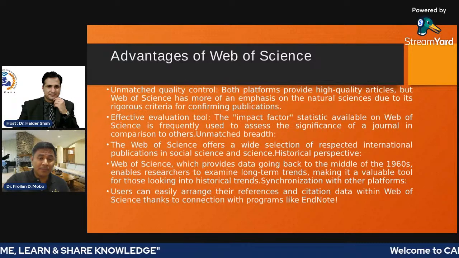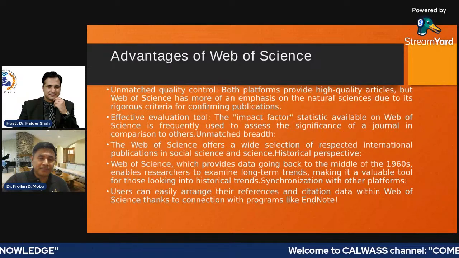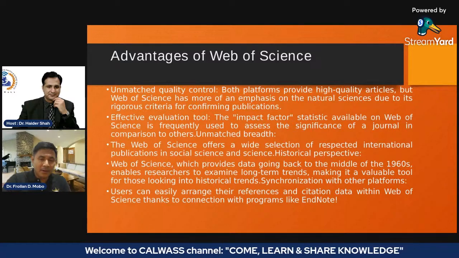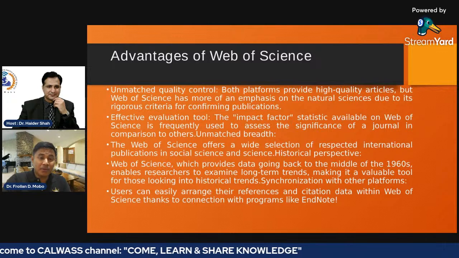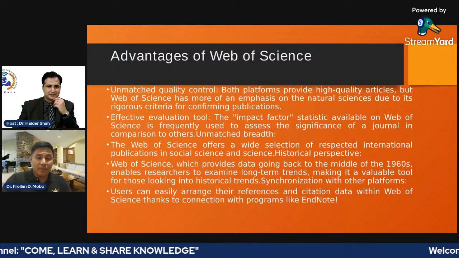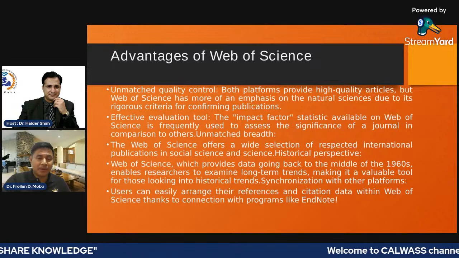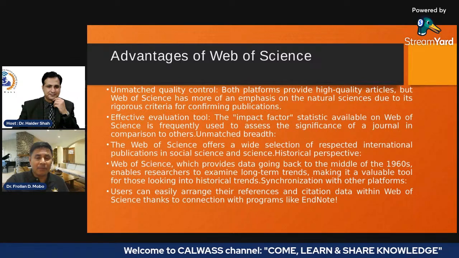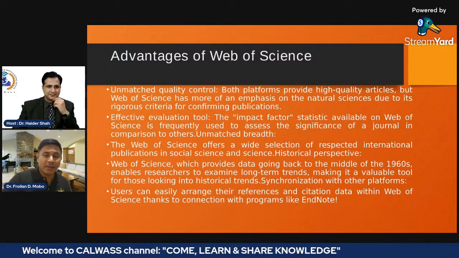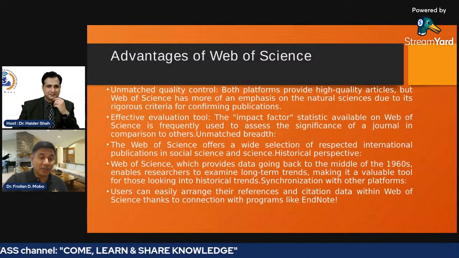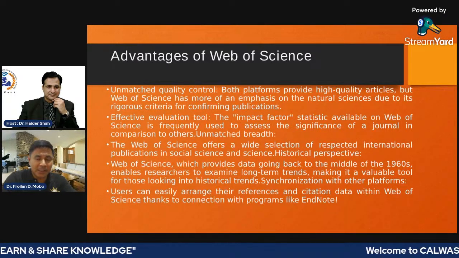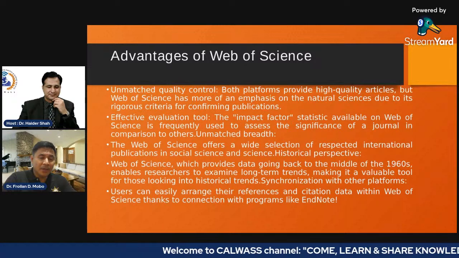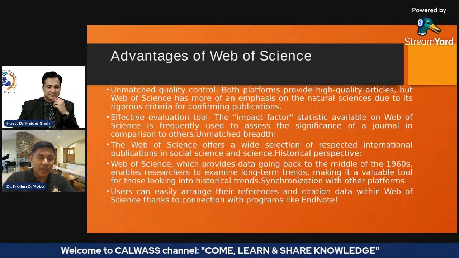Well, in fact, if you're going to check the evaluation tool of the Web of Science, it's really applicable, and you will be able to be aware of the significance of your high impact factor and the number of citations that you have gained. And of course, the Web of Science offers a wide selection of prospective international publications, just like what I mentioned, from social science down to historical perspective. So it is really important to check, of course, the indexing and the advantage of the Web of Science.